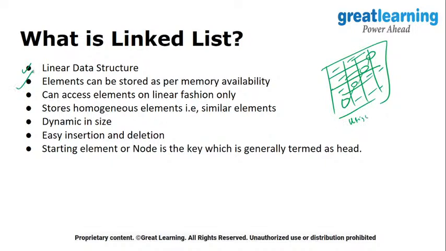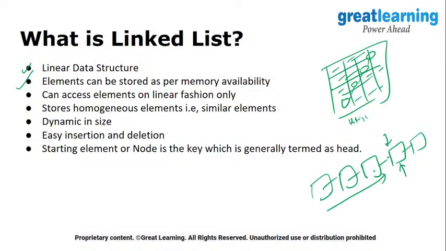So as per the memory availability, great. Now you can access elements in a linear fashion. There's also a drawback in linked list. Let's suppose these are our nodes and you want to access this element. You cannot directly access this element. You need to traverse one by one. We will see how this traversing is done.